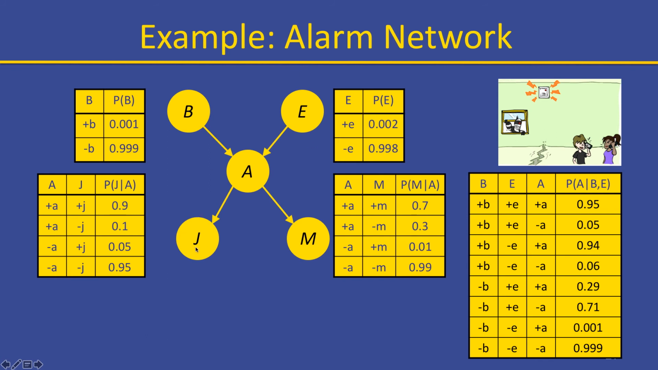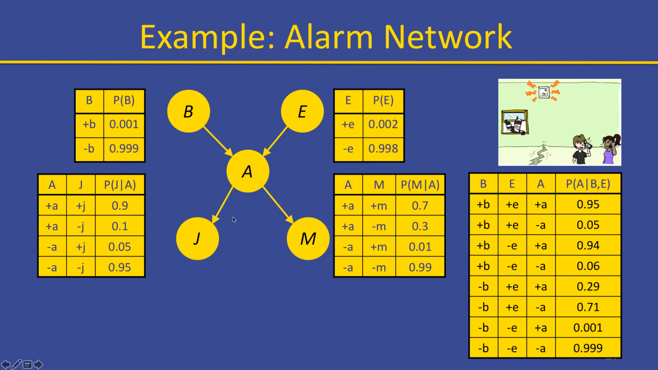Now let's look at node J. Node J has one parent. So for node J, we're going to store the conditional probabilities of J given A, given all possible combinations of the values of the parent. Since we have one parent here, we have two possible combinations, plus A and minus A. By the way, all these variables here are binary. Their domain is true and false. We write that as plus and minus.